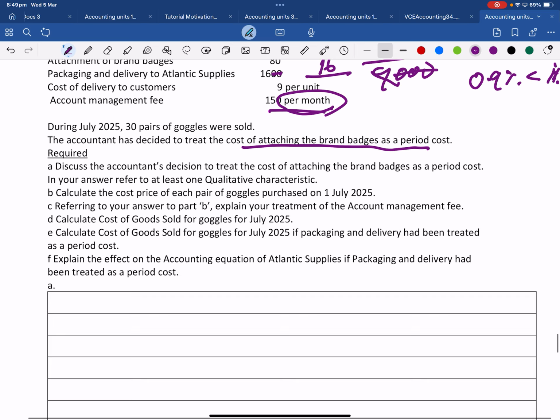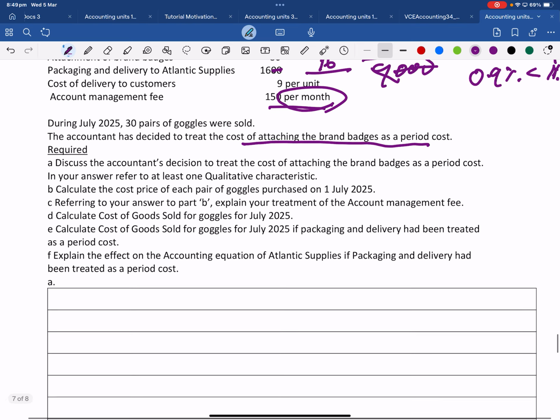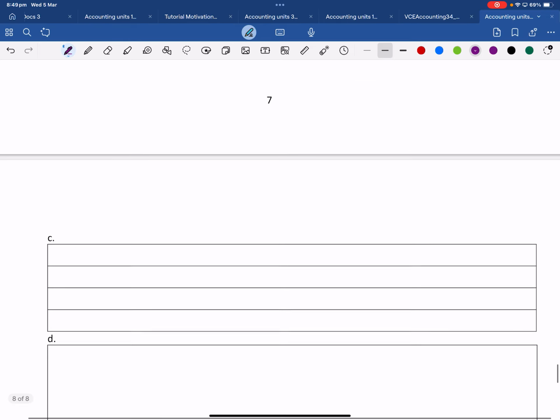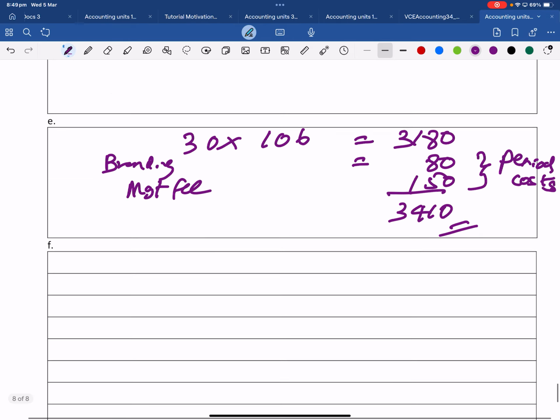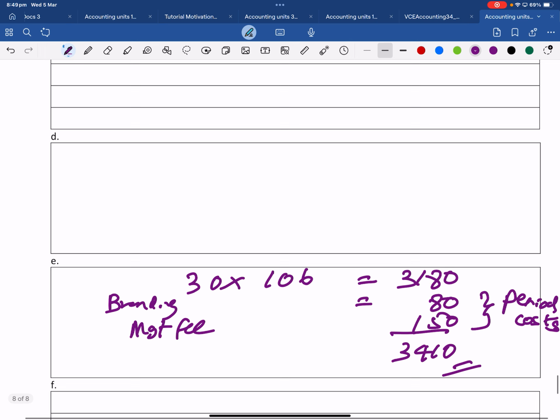Okay, then calculate the COGS if packaging and delivery had been treated as a period cost. Then what will happen? If it was a period cost, then what will happen? Oh, or did I record? I did it in the wrong place. Sorry, this should be D, okay? This one is E, okay?